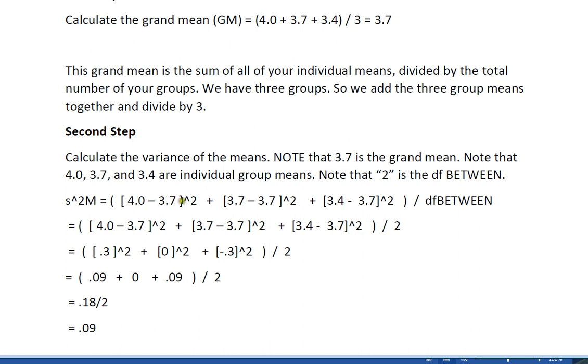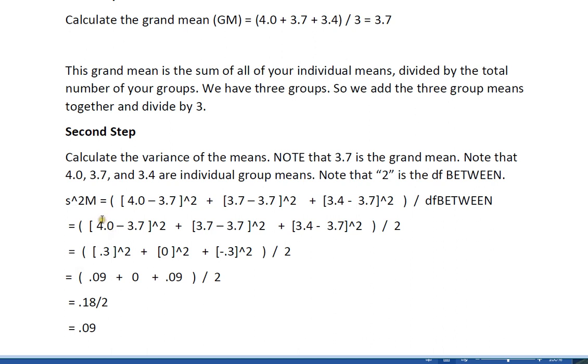Once we make this subtraction, we square it. So notice in each case we make the subtraction and square it. We make the subtraction and square it. Once we square each of these, we'll sum them all up and then divide by our degrees of freedom between, which in this example was 2, and we calculated that above.